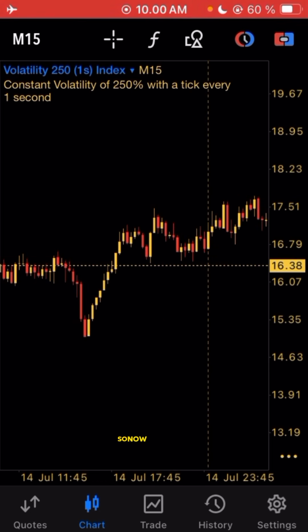So now you know the difference between forex trading and synthetic indices. Drop in a comment which one you're going to choose, or which one is better, or if it depends on you. Let's say you are trying to trade during the weekends, so you can trade on synthetic indices and the rest of them. You can also drop in the comment section what you think.